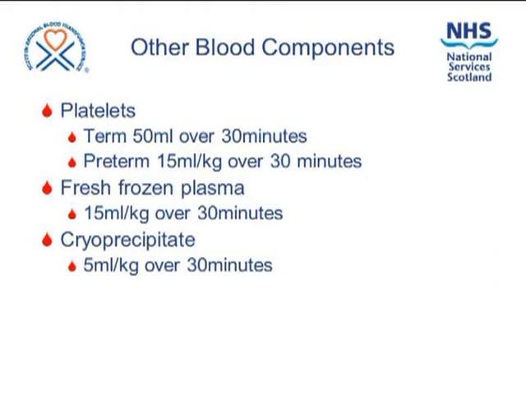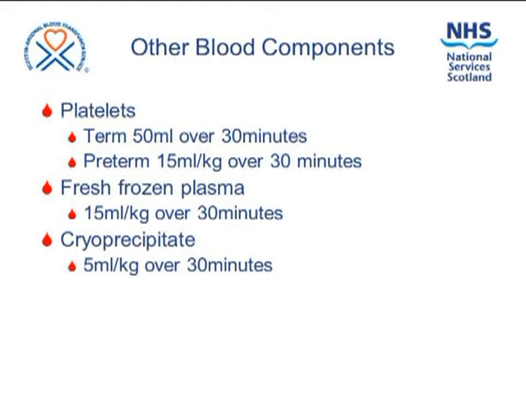Guidance for their use comes from the document from the British Committee for Standards in Haematology. With regard to platelets for term infants, 50 mils over 30 minutes. Preterm infants, 15 mils per kilo over 30 minutes. Fresh frozen plasma, 15 mils per kilogram over 30 minutes. And cryoprecipitate, 5 mils per kilo over 30 minutes.